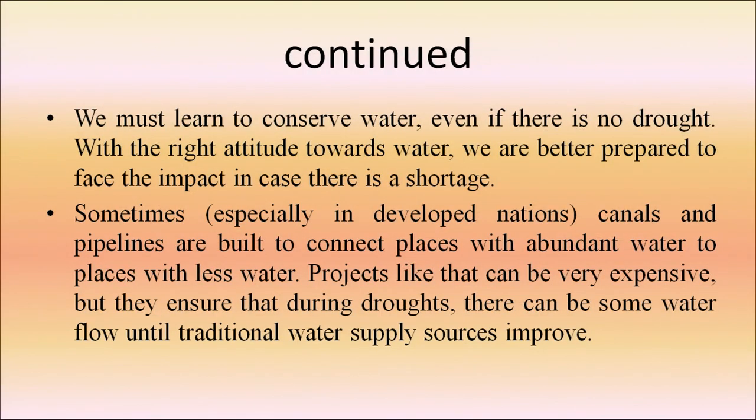We must learn to conserve water even if there is no drought. With the right attitude towards water, we are better prepared to face the impact in case there is a shortage. Sometimes canals and pipelines are built to connect places with abundant water to places with less water. Projects like that can be very expensive, but they ensure that during droughts, there can be some water flow until traditional water supply sources improve.